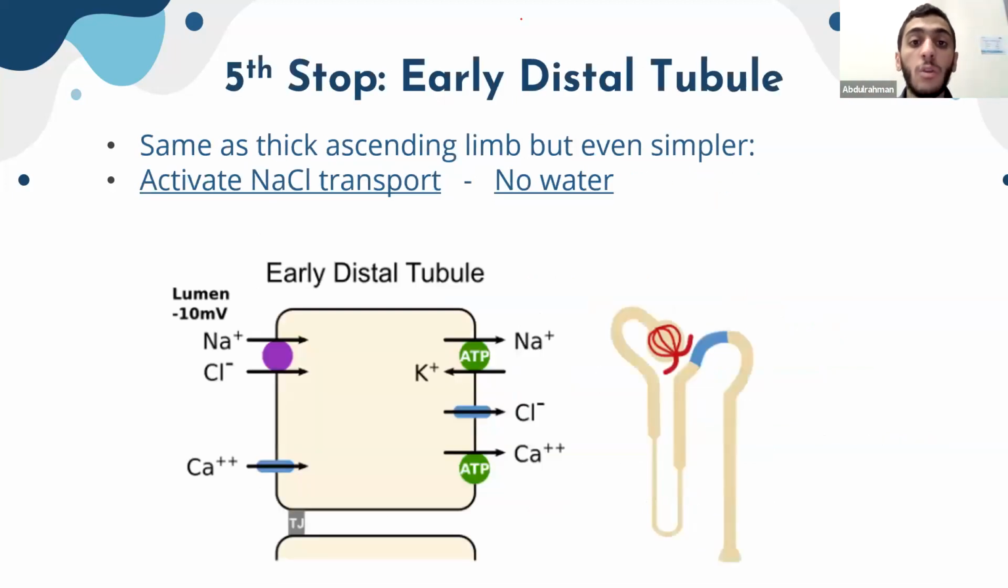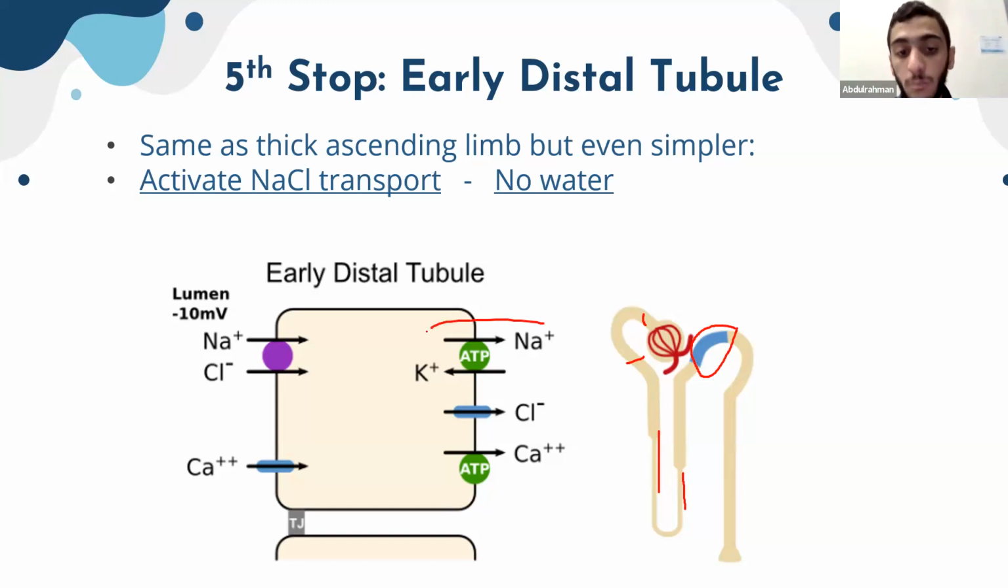Now we're going to the fifth stop, which is our early distal tubule. So we just finished the proximal tubule, early part, late part, and then we got the descending, then the ascending limb, and now we have the distal tubule. Now the early distal tubule is similar to the ascending limb. Okay, so it's still coming up newly. It didn't change its habits. It's similar to the ascending limb.